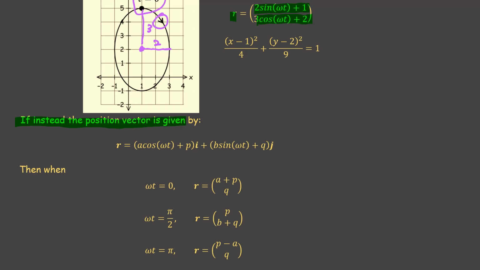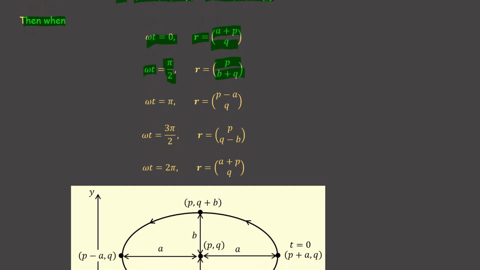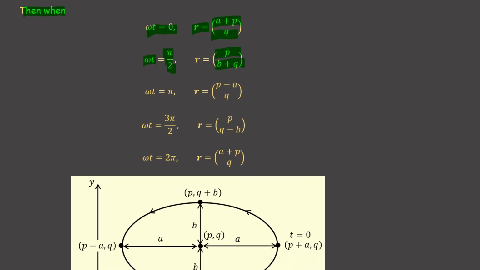If instead the position vector is given by r = (a cos ωt + p, b sin ωt + q), then when ωt is 0, r is at (a + p, q). If ωt is π/2, you can just substitute these in. r is equal to (p, b + q). Remember, sin of 0 is 0, that's what I mean. And we know the cosine of π/2 is 0, and the sine of π/2 is 1. That's how we're getting these.